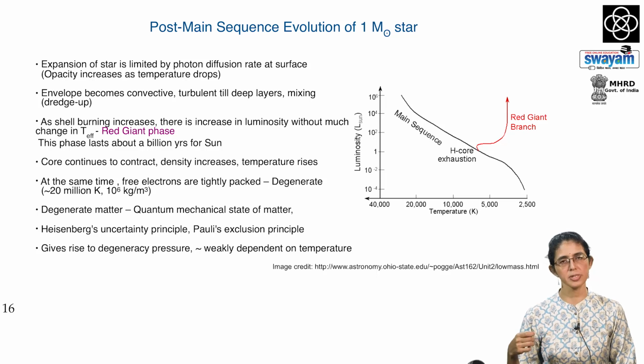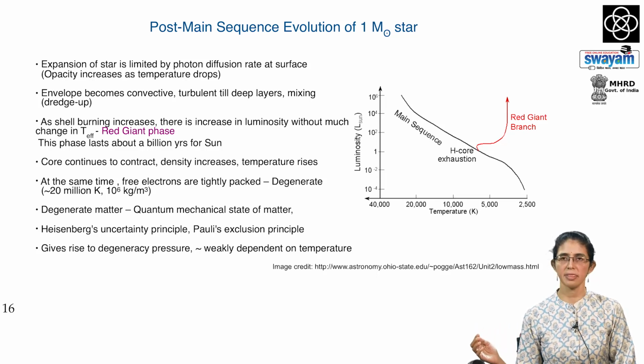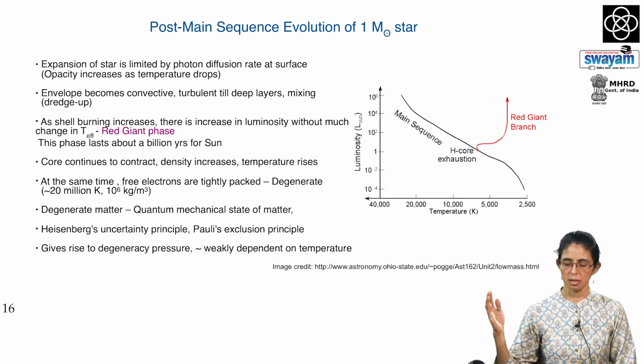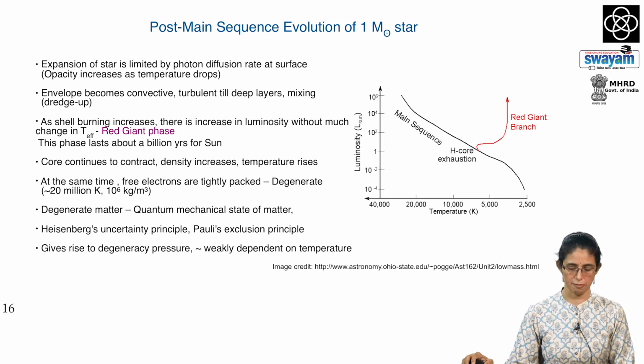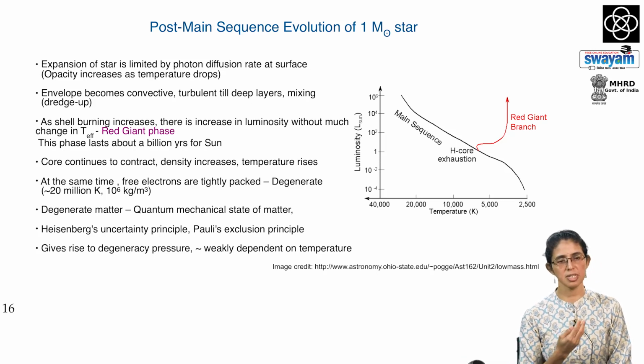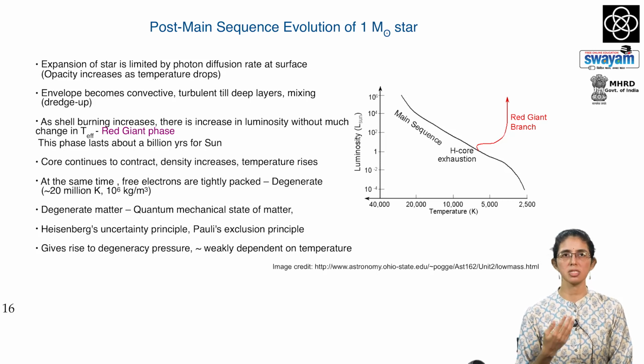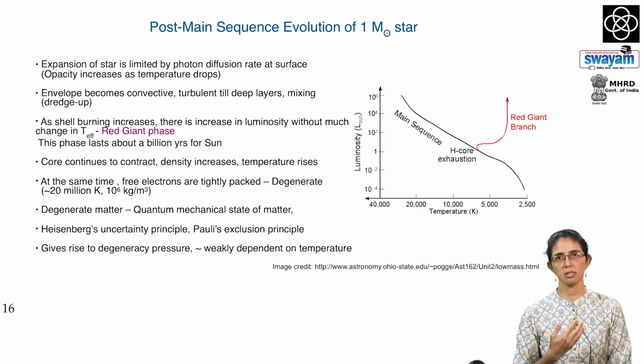Surface temperature drops till it cannot drop below a certain value as a result of opacity effects, and then the surface temperature remains more or less constant, but as the energy production is increasing in the shell, the luminosity increases. This is when the envelope becomes convective. Because of the turbulence, the layers which are deep come to the surface. So, there is mixing which is happening in the envelope.